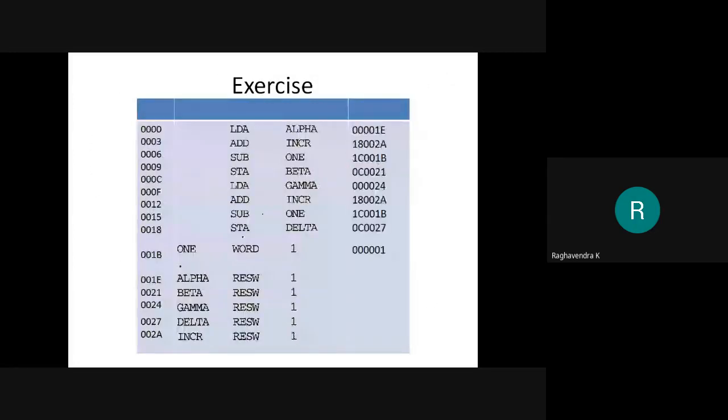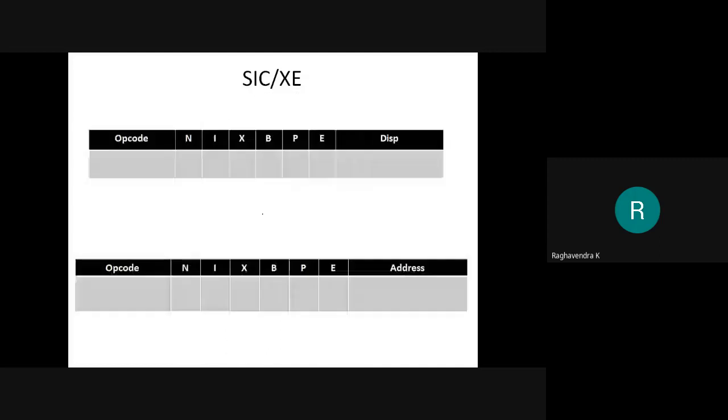3C. Okay, J value is 3C. So let us look further at what will happen. 3C, so 0011, C is 1100, but as I'm not using immediate or indirect, I'll set the value of n and i to 1 and 1. Of course, X I'm not using, 0. Base I will not use, I will use PC only, and extended format is 0.